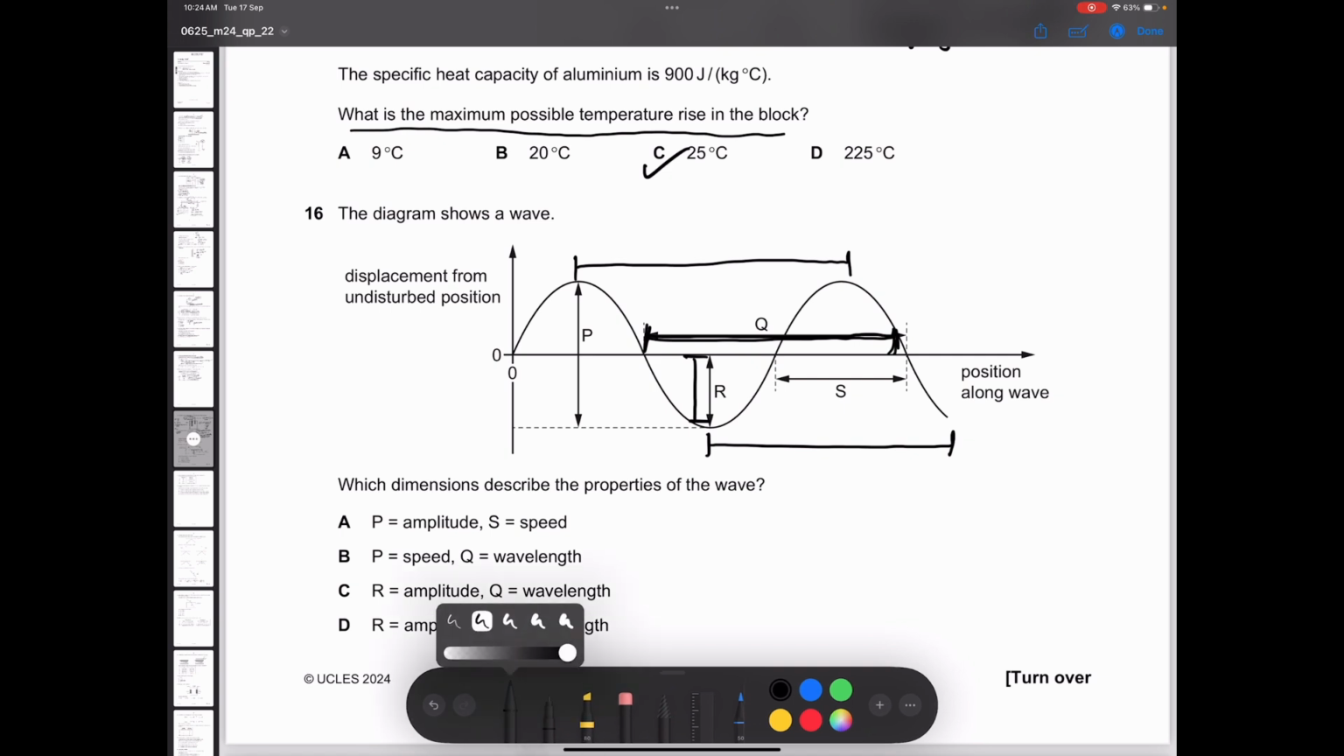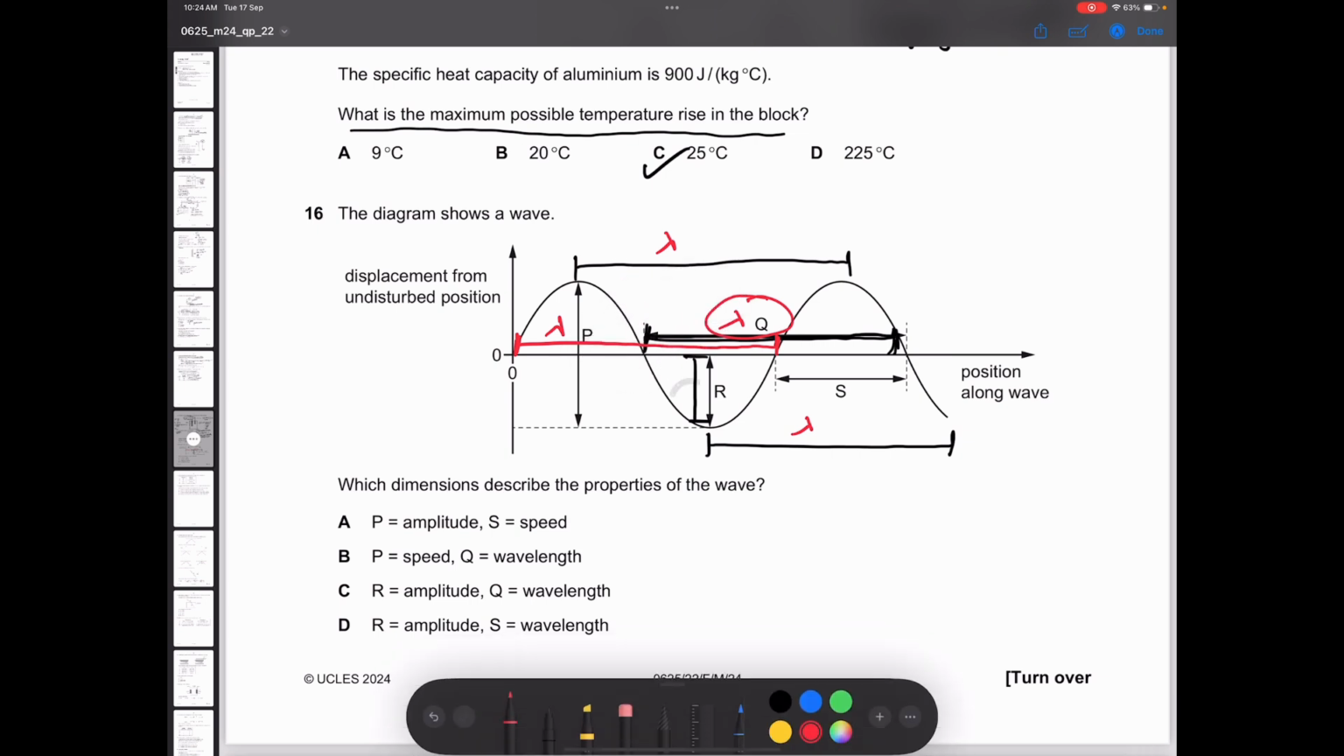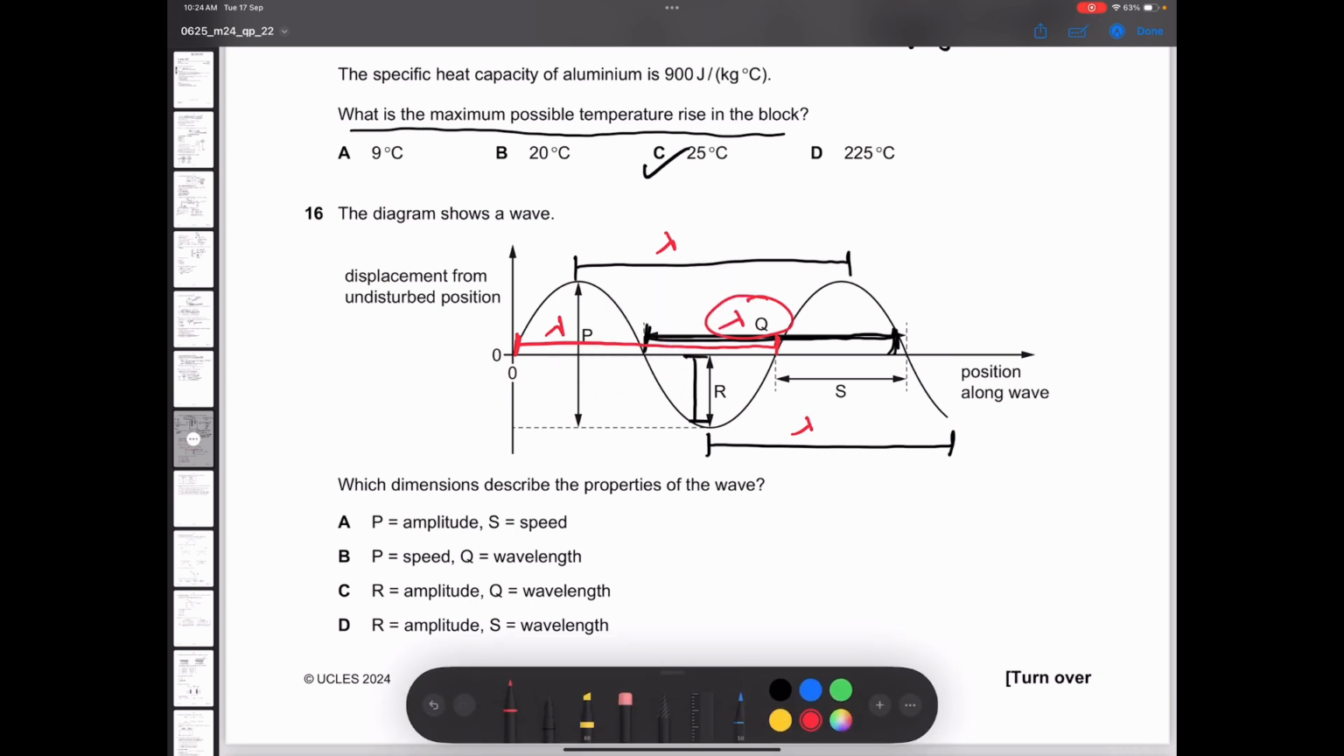I'll mark another point. This can be the wavelength as well, from here to here. You can measure the distance later, it always comes out the same. This is the wavelength, this is the wavelength, this is the wavelength. So Q is a wavelength and R is the amplitude. Let's check which option matches. R is the amplitude, Q is the wavelength. So option number C is correct.